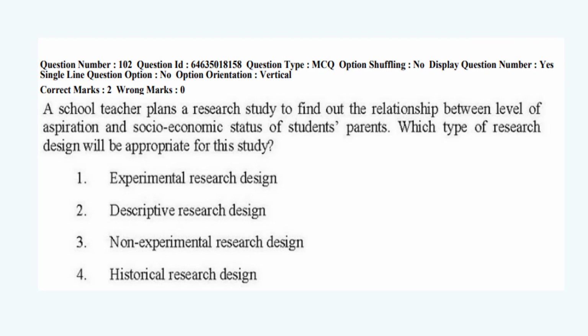This is the previous year question from the June 2019 NET exam. The question is, a school teacher plans a research study to find out the relationship between level of aspiration and socio-economic status of students' parents. Which type of research design will be appropriate for this study? Let's look at the options that have been given. First is experimental research design, then descriptive, non-experimental, and historical.